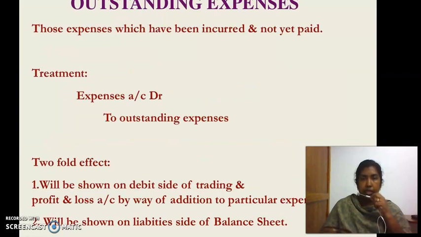Then the second adjustment is outstanding expenses. Outstanding expenses means those expenses which have been incurred and not yet paid. The accounting treatment is expenses account debit to outstanding expenses. Outstanding expenses have a twofold effect. The first one will be shown on the debit side of the trading and profit and loss account by way of addition to the particular expenses. Okay. The second effect will be shown on the liability side of the balance sheet. Outstanding expenses is a current liability.